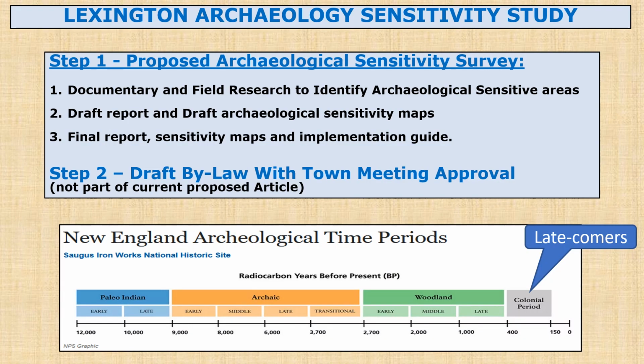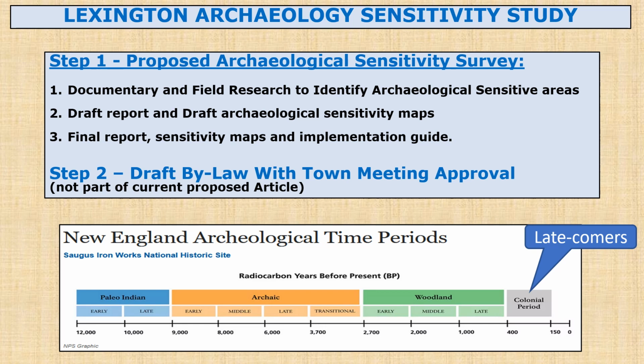First, I'd like to review the steps for protecting our cultural heritage through archaeological sensitivity mapping. An example will be provided toward the end of the presentation. But the first step is documentary and field research to identify archaeologically sensitive areas. Historic era covers the past 400 years, and pre-contact or prehistoric era covers the Native American occupation of the past 12,000 years.